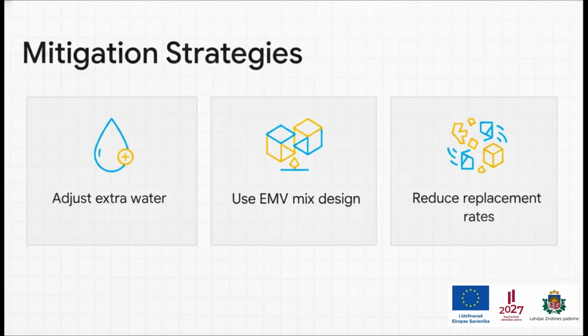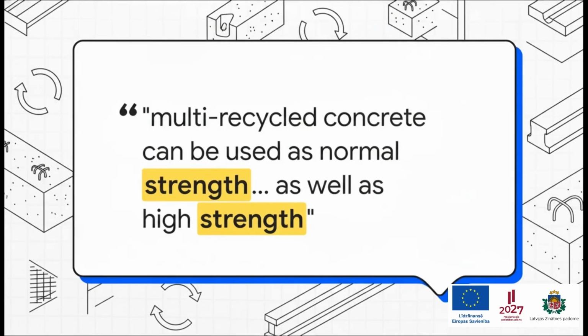Second, we use an equivalent mortar volume, or EMV, mix design. This is a really smart technique where we deduct the amount of new mortar by exactly the amount of old mortar attached to the aggregate, which drastically reduces shrinkage. And third, we can simply reduce the recycled replacement rates, blending natural aggregate back into the mix to restore overall strength. And this leads us to a highly reassuring takeaway.